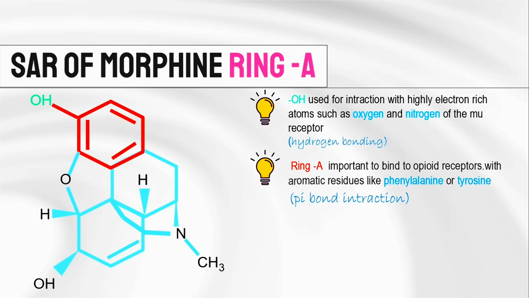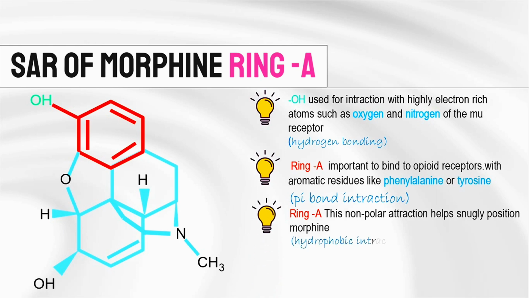Morphine's benzene ring brings a hydrophobic character to the table. It interacts seamlessly with the hydrophobic regions of the receptor, think of amino acids like leucine or isoleucine. This nonpolar attraction helps snugly position morphine within the receptor's binding pocket, setting the stage for effective activation and the resultant pain relief. Even the weakest forces play a vital role.